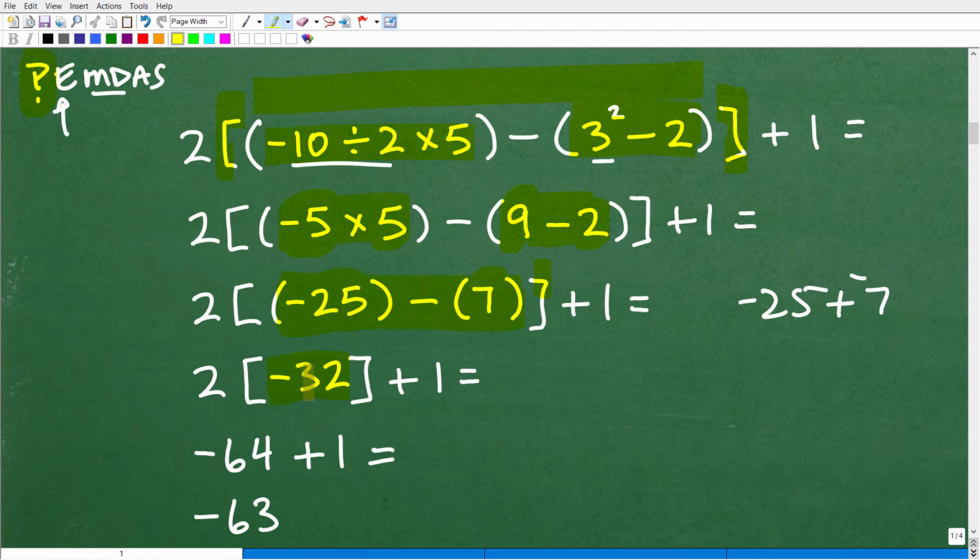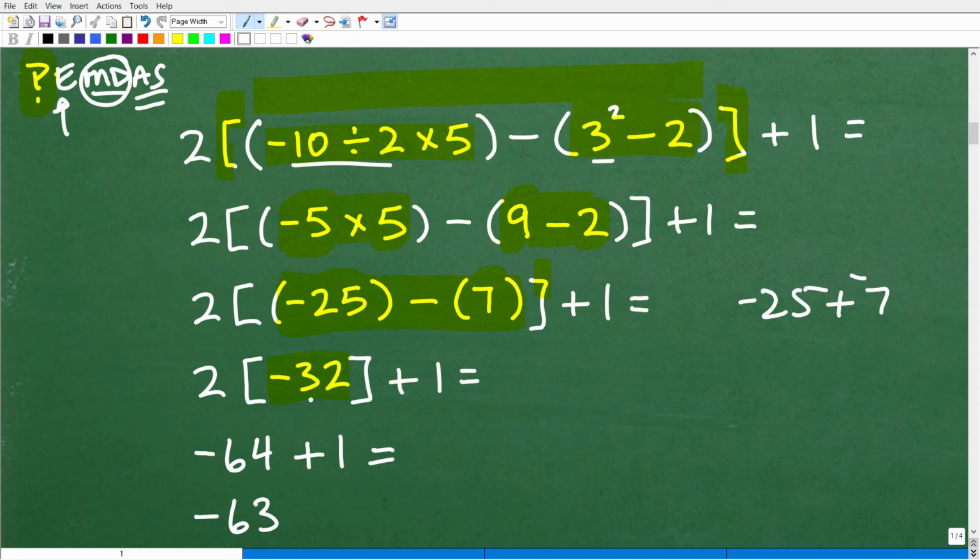So now I have 2. This number outside this bracket means multiplication. I'm not going to do any of that yet until I fully simplify what was inside the parentheses. So now I have 2 times negative 32 plus 1. So do I do multiplication or addition? Well, this one's easy. You always do multiplication before addition and subtraction.